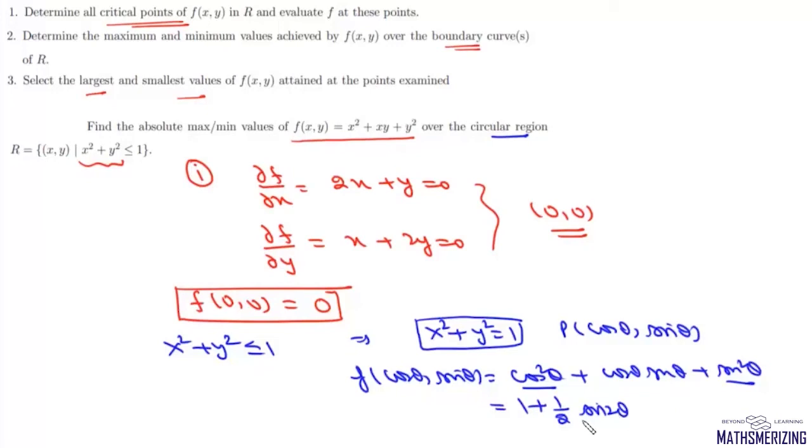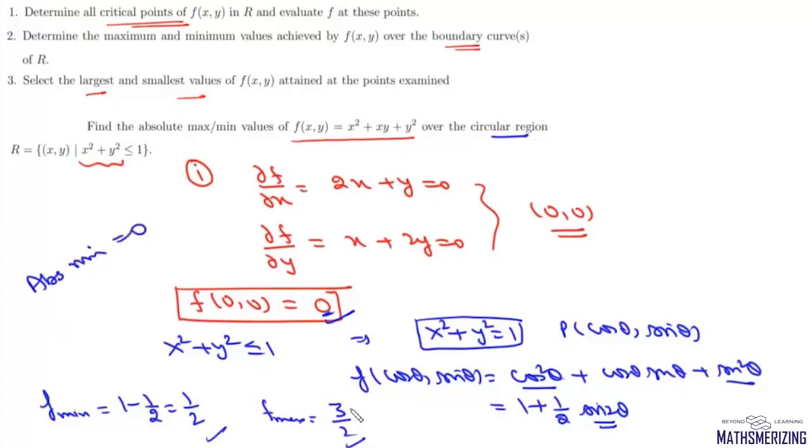Now minimum value of sin 2 theta is minus 1. So in this case, minimum value of this function will be 1 minus 1 by 2, and that is 1 by 2. And for maximum value of this function f, we know that maximum value of sin 2 theta is 1. So here this value is 3 by 2. Now we have three values, 0, 1 by 2 and 3 by 2. Out of these three values, 0 is the lowest value. So absolute minimum value of this function is 0, and the highest value is 3 by 2. So absolute maximum value of this function is 3 by 2.